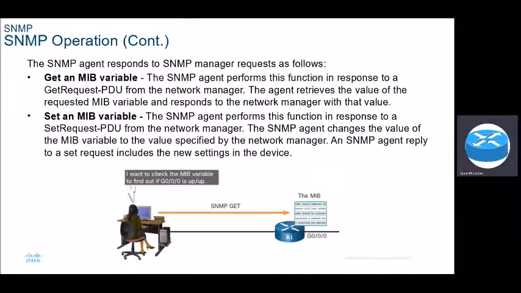The SNMP agent responds to SNMP manager requests as follows. Get an MIB variable: the SNMP agent performs this function in response to a get request. And so the agent retrieves the requested MIB variable and responds to the network manager with that value. And with the set, of course, an agent performs this function in response to a set request PDU. And so basically the SNMP agent changes the value of the MIB variable to the value specified by the network manager. An SNMP agent reply to a set request includes the new settings in the device.